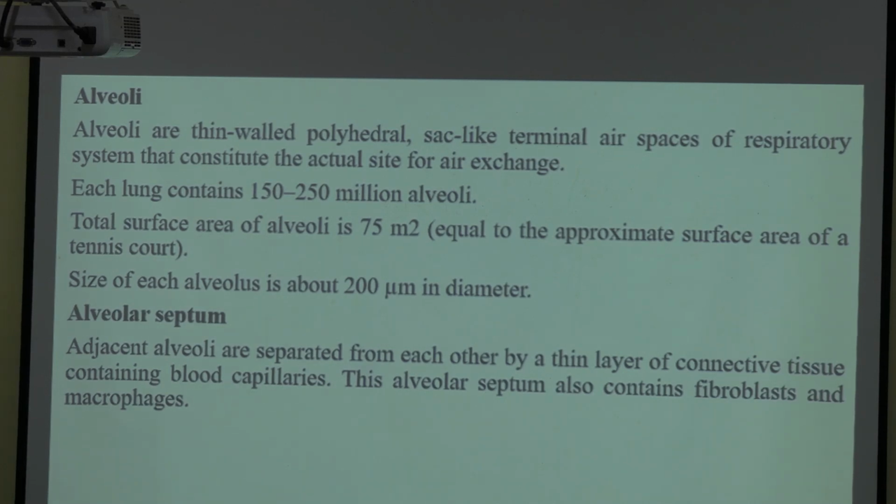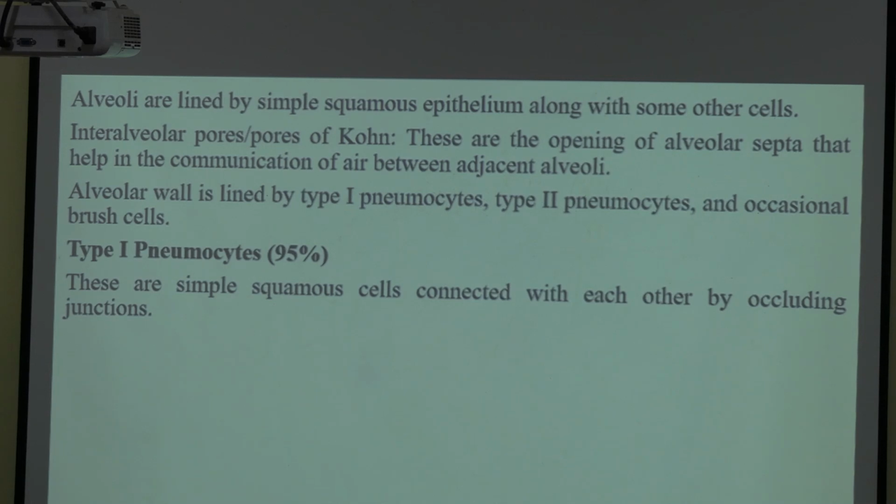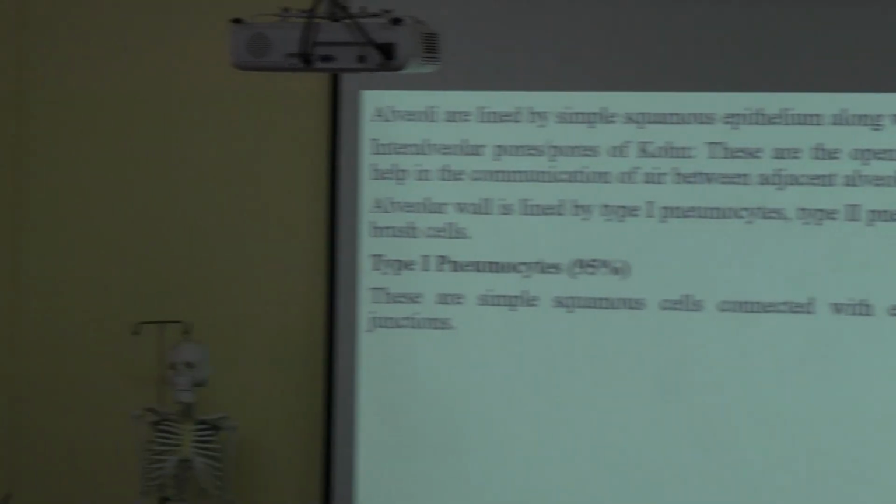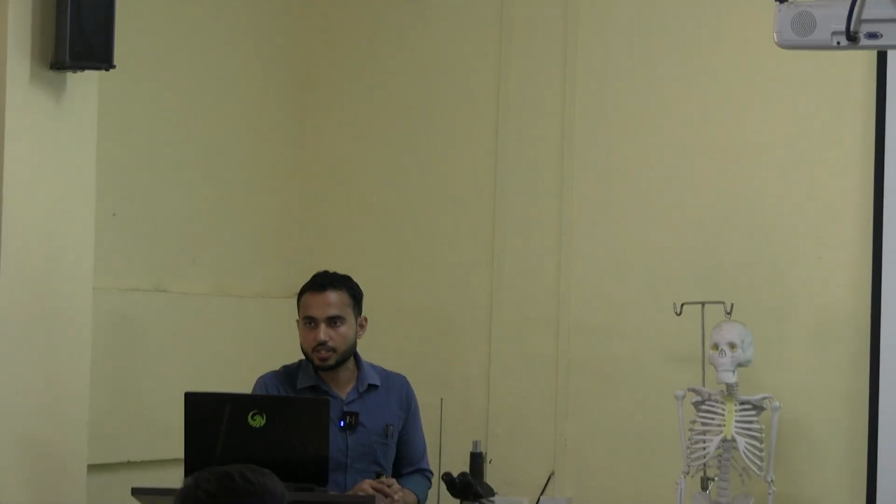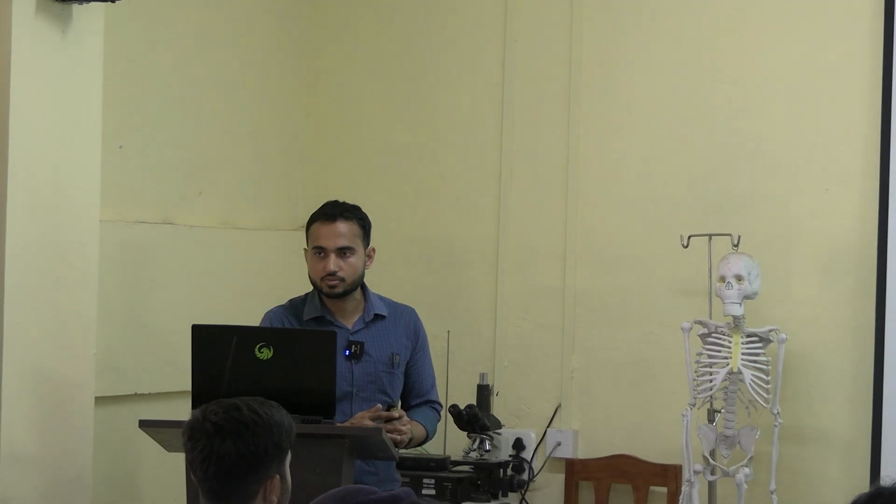In the alveolar septum, cells such as fibroblasts and macrophages are present. Next, interalveolar pores are also there. These are openings in the alveolar septa, which help to interconnect the adjacent alveoli. Next, in the alveolar wall, two types of cells are there, type 1 pneumocytes and type 2 pneumocytes. 95% of the population are type 1 pneumocytes, and a type 1 pneumocyte is nothing but the simple squamous epithelium. What is the function? Gaseous exchange.